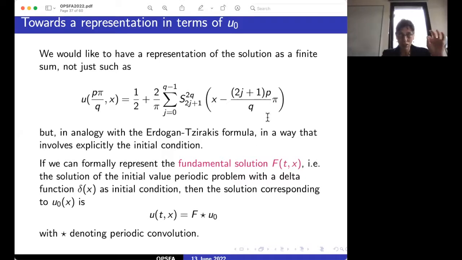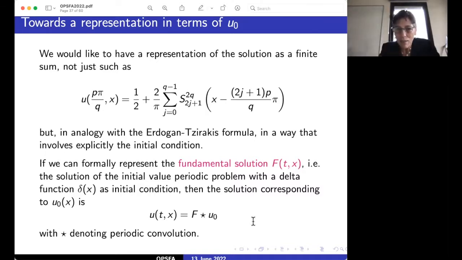It's the solution when the initial condition is the step function. What we would like is to represent the fundamental solution, so the solution that corresponds to the delta at 0 as an initial condition, because then if we give any other initial condition, the solution corresponding to it is just obtained by convolving the initial condition you have with the fundamental solution. So what we need is to represent the solution starting from a delta function.